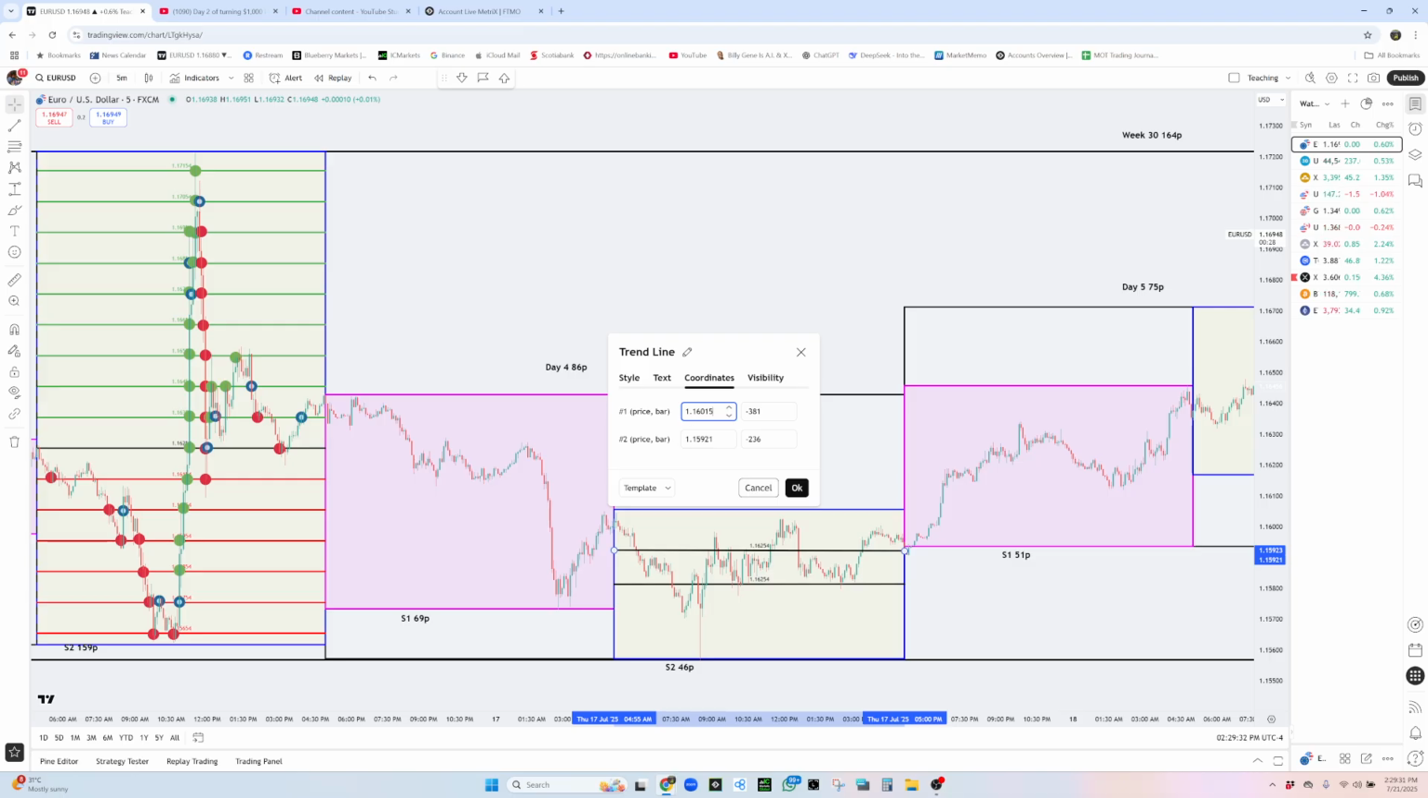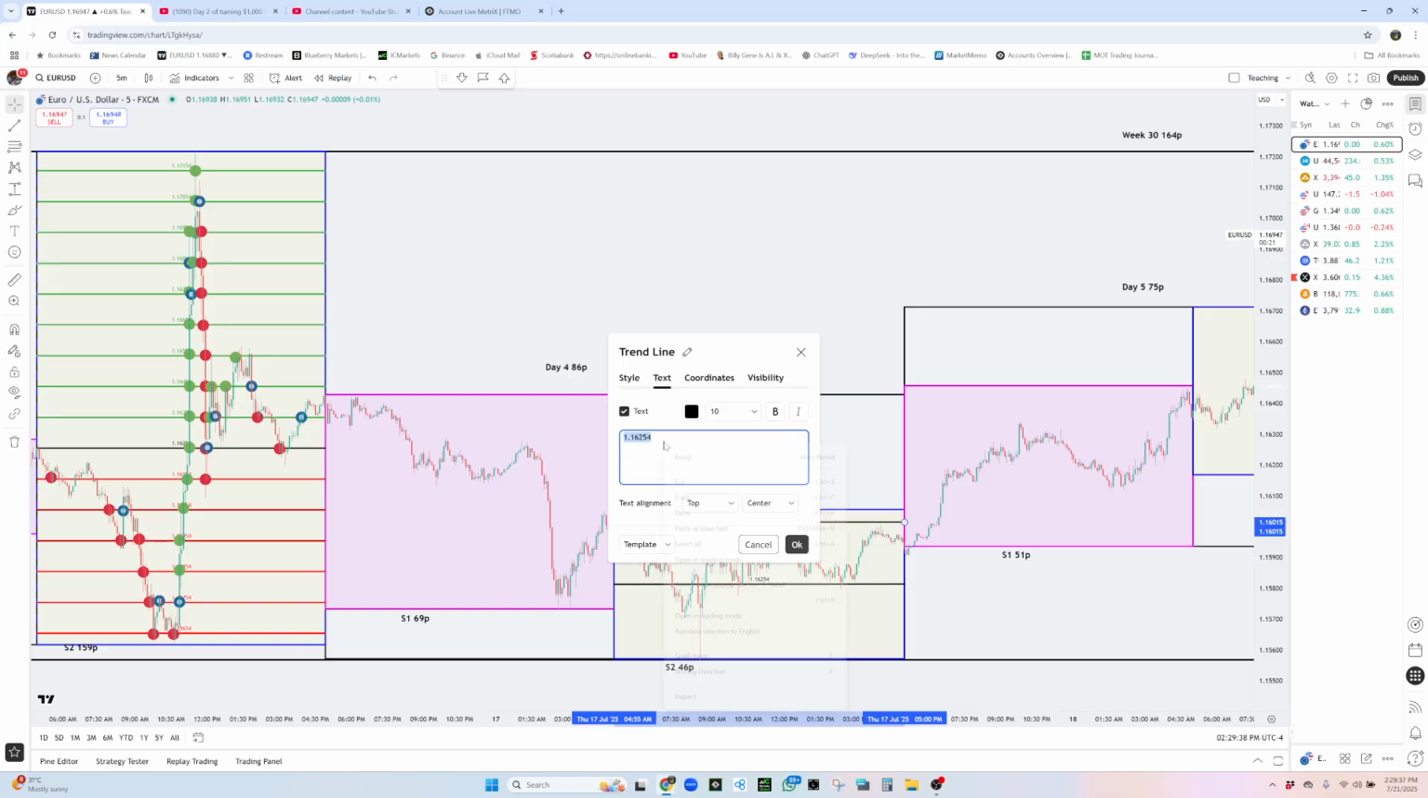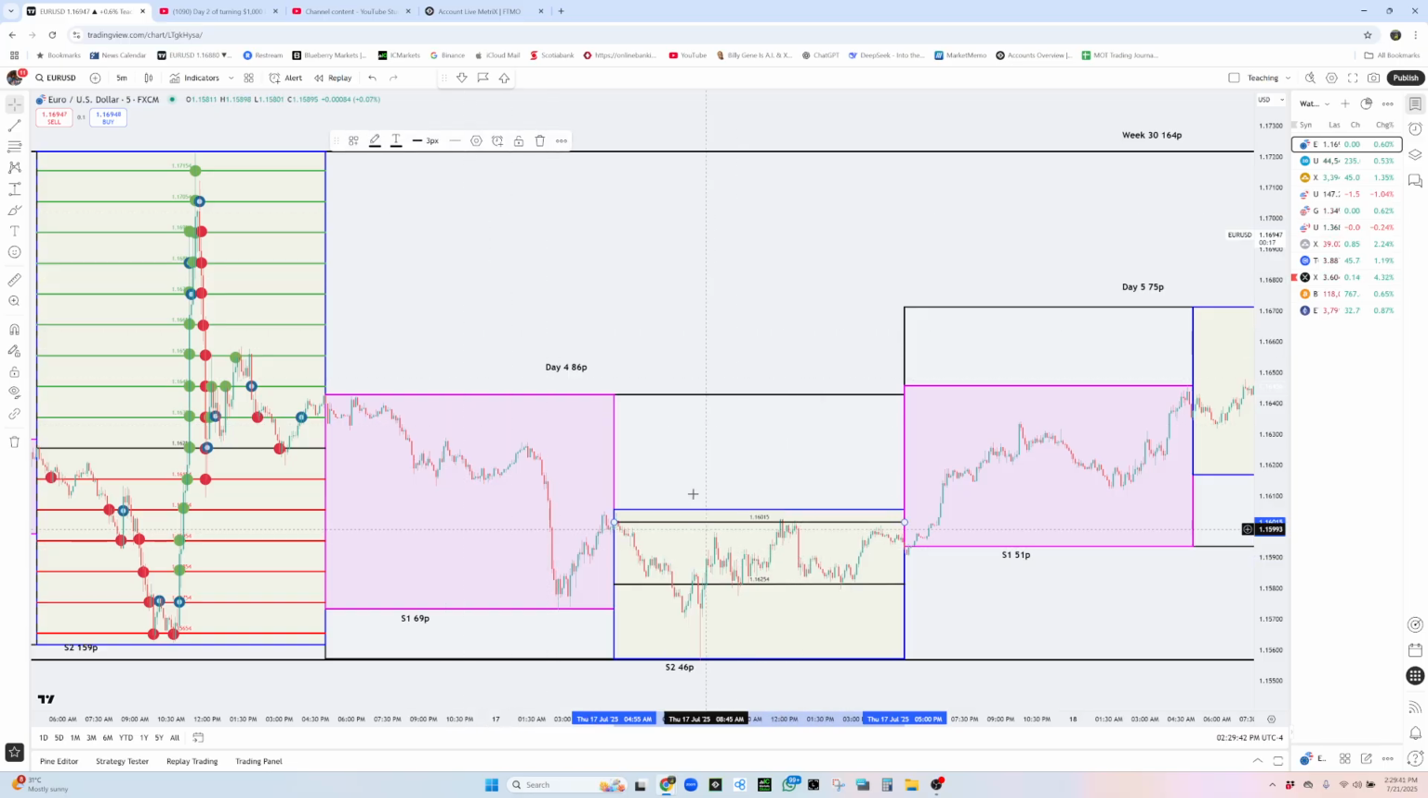1.16015. Copy, paste, paste. Like I said, even though I know we didn't trade above that much, 10 pips above, I just go ahead and draw it anyways. Because I want to.